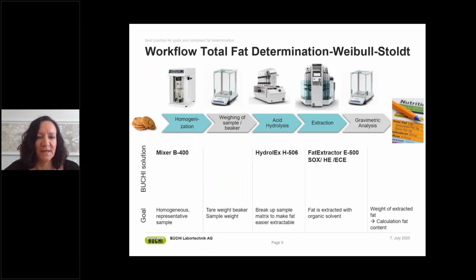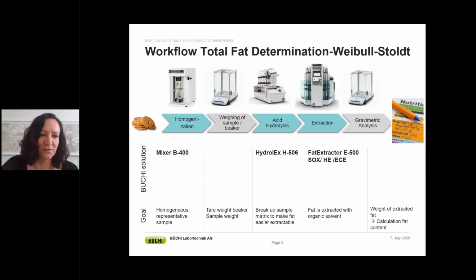So this is the workflow from a sample to the result. On the left-hand side, you will see as an example a cookie, and on the right-hand side, you see the labeling of the nutrition facts of this cookie. So first, the sample needs to be homogenized. You need an absolutely homogeneous sample, in order for the sample to be representative, so that you get a low variation within the results of the duplicates or triplicates that you are doing.